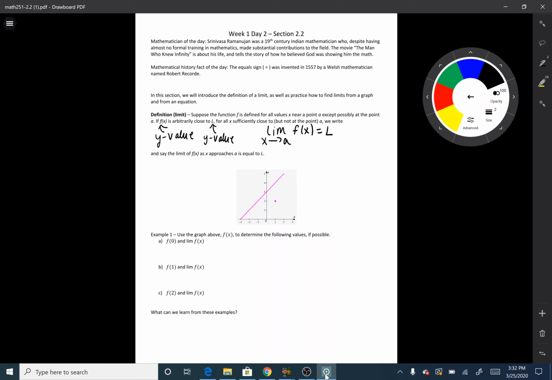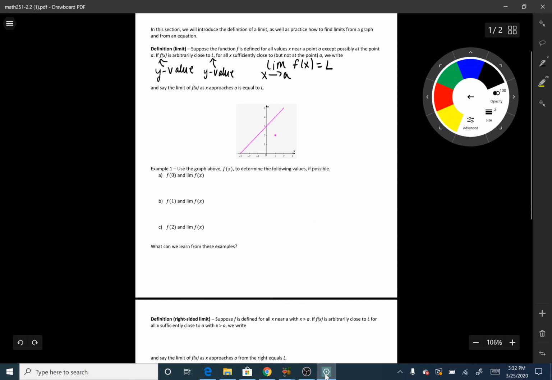So in the first example, we want to use the following graph to determine the following values if possible. In part A, we want to determine f of 0 and the limit as x approaches 0 of f of x. Well, if I look at my graph, I can see that when x is equal to 0, f of x is equal to 3. So f of 0 is equal to 3.